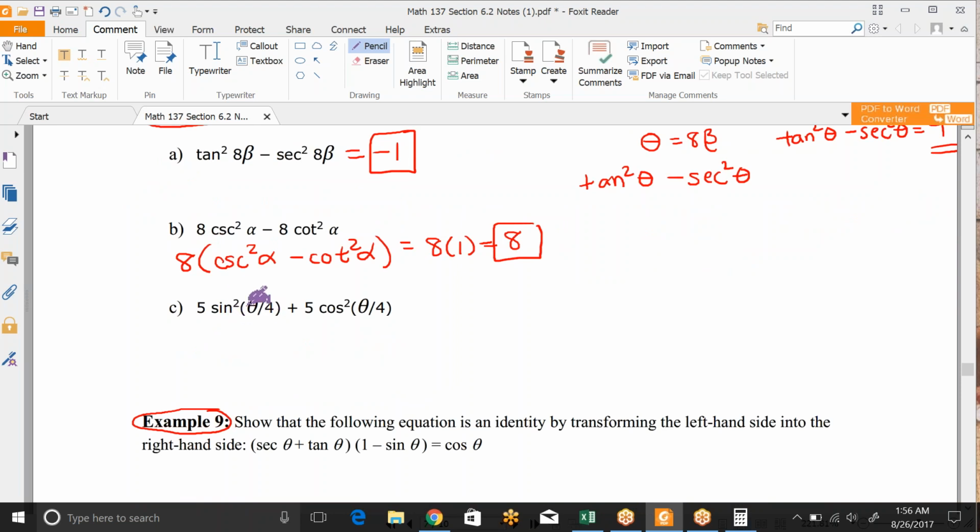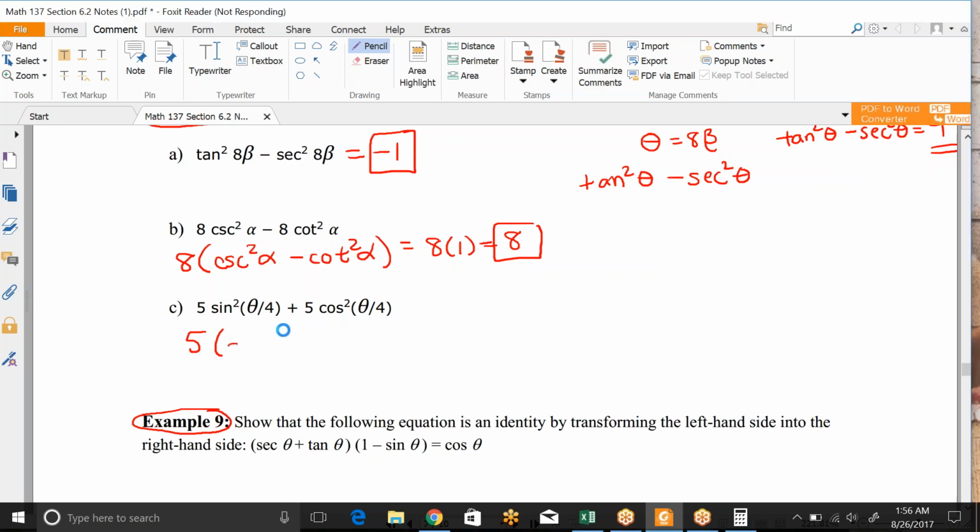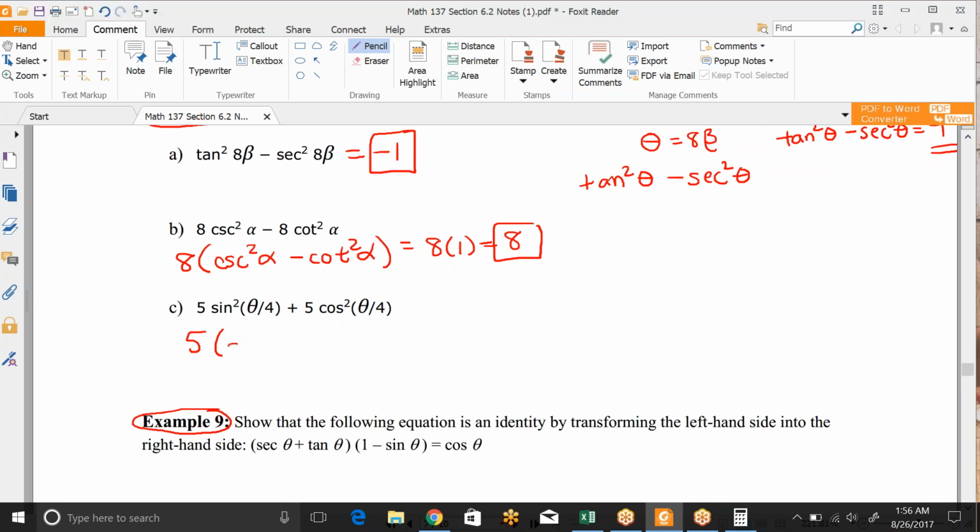For this one, you have two things going on. The theta over 4 really doesn't affect anything just because it's the theta for our problem, but the 5 out front could be pulled out. So we have 5 times sine squared of theta over 4 plus cosine squared of theta over 4. And notice that sine squared plus cosine squared is always 1. So this is 5 times 1, which is 5.